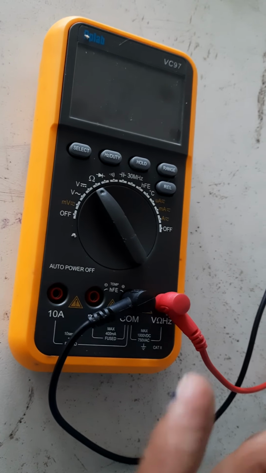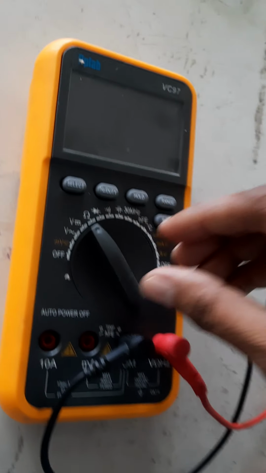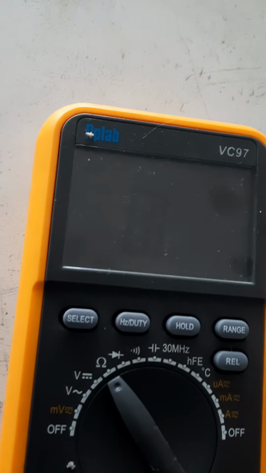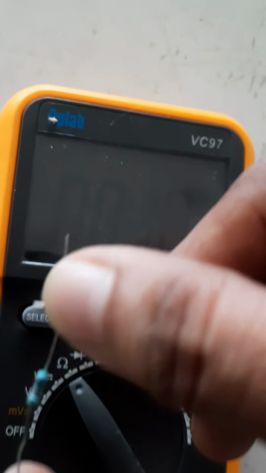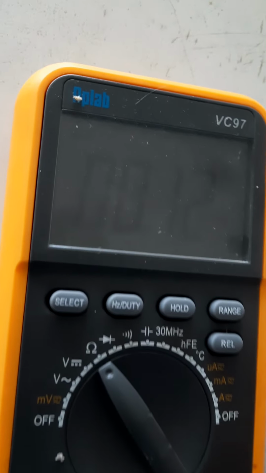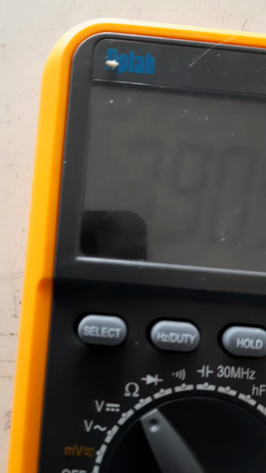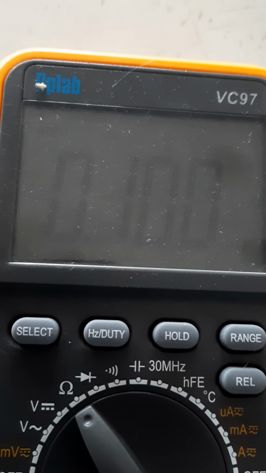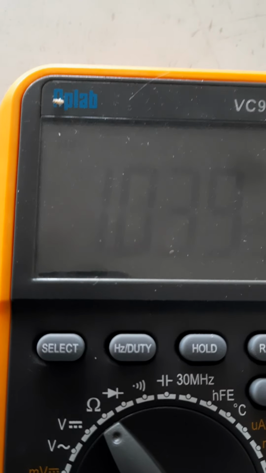Now I am going to show you how to measure the value of a resistance with the help of this multimeter. You can see the range we have kept it in. It is in ohms. I have kept the positive and negative probes just like this. See, you can find out the value of this resistance. It is actually a 1 kilo ohm resistance.